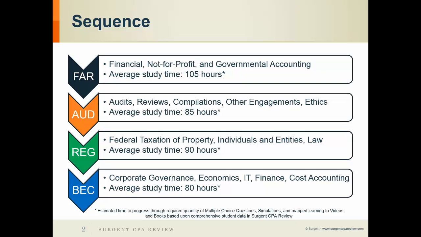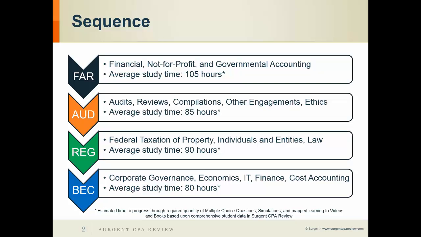I recommend candidates shoot for audit next, and the reason I do recommend that you go for audit right after FAR is because the examiners ask a lot of questions about accounting on the audit exam. As an auditor, you're supposed to know whether or not the financials are presented in conformity with GAAP or another basis of accounting. And so the examiners are asking questions on bonds and questions on accounts receivable and deferred taxes. All that is the stuff that you would have learned if you studied for FAR first.